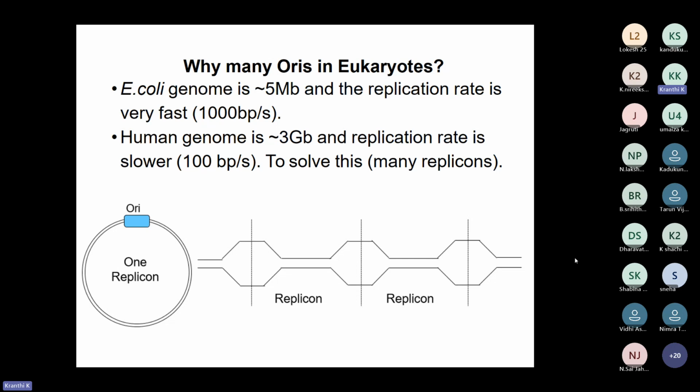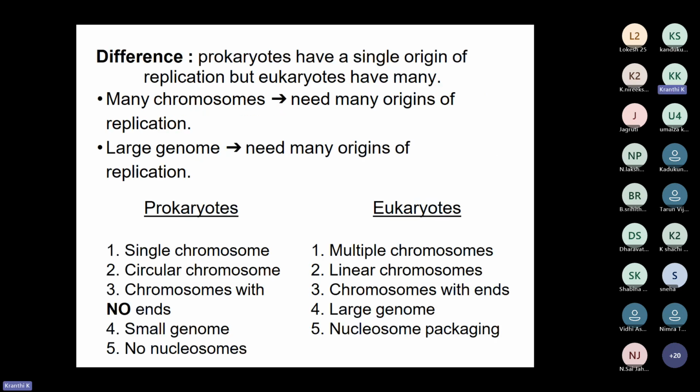Then, when you see E. coli, the complete genome is less than 5 MB only, and the replication rate is more than 1,000 base pairs per second. But the human genome is around 3 GB, and the replication rate is very slow, 100 base pairs per second. So to solve this, what should we do? The replication should not happen in a single place. In a genome, in a double-stranded DNA, the replication should happen at multiple sites. So the origin of replication will not be only a single ORI site; multiple ORI sites will be there. Clear?